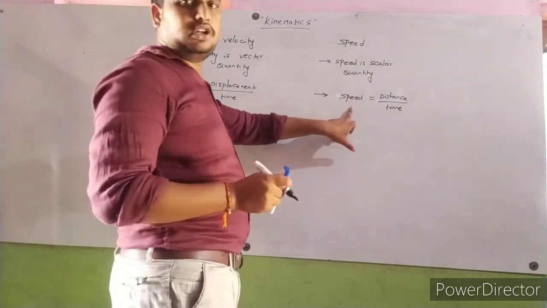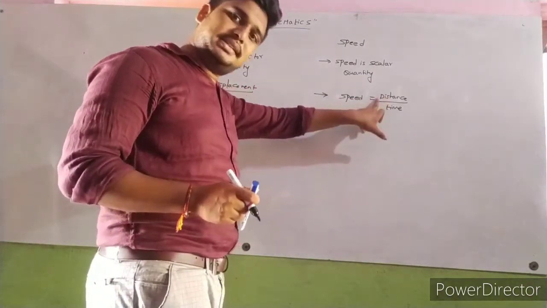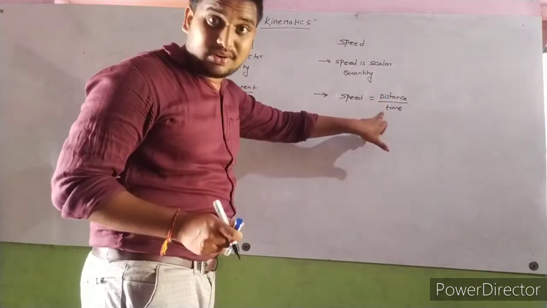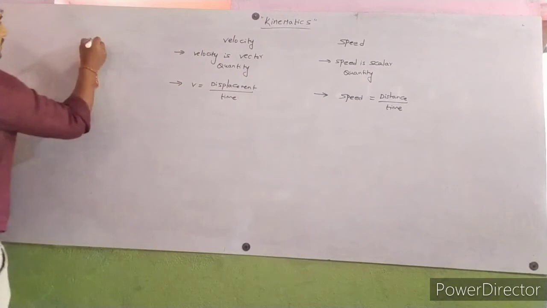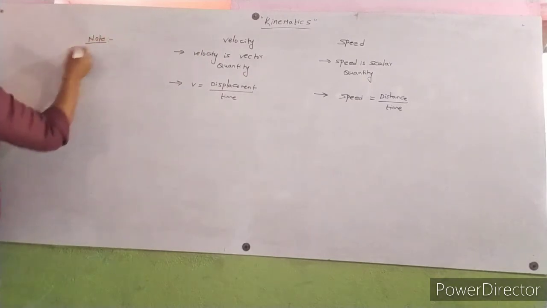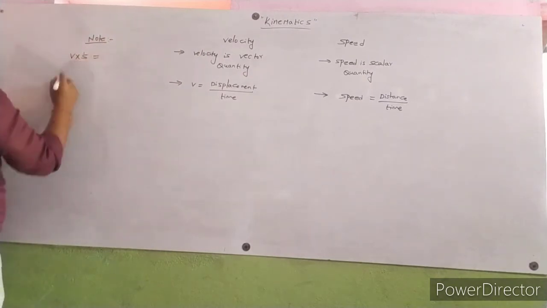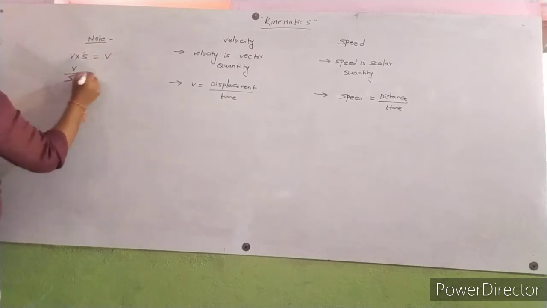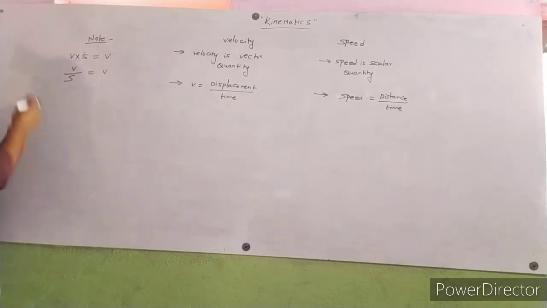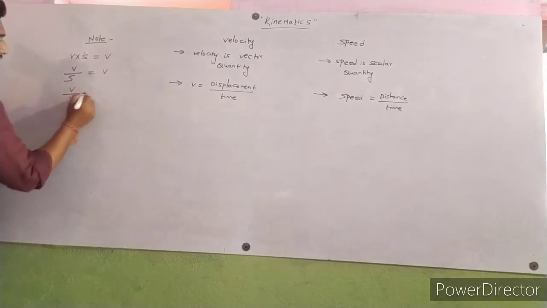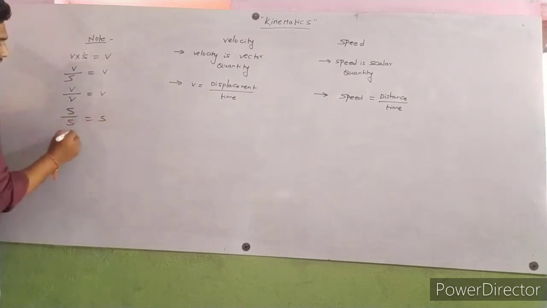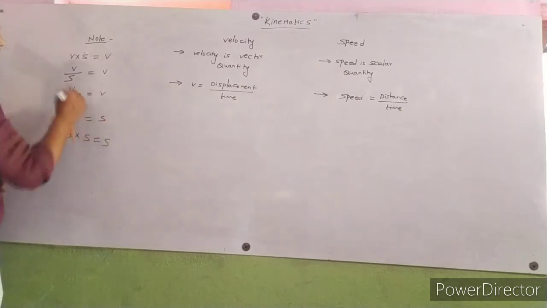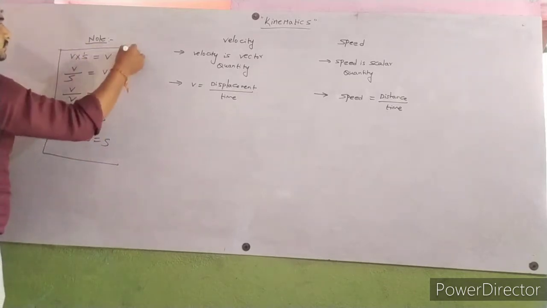Here speed is equal to distance by time. Distance is a scalar quantity. Time is a scalar quantity. Scalar by scalar is scalar only. So observe here, note points: vector into scalar is vector. Vector by scalar is vector. Vector by vector is vector. Scalar by scalar is scalar. Scalar into scalar is scalar. So these are very important note points.